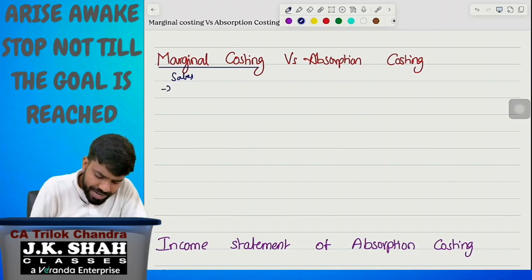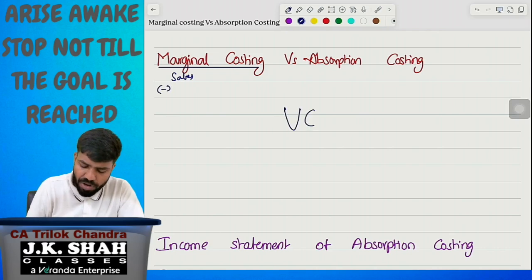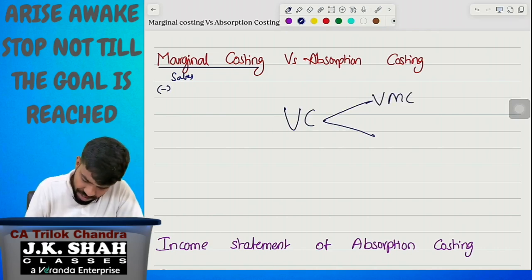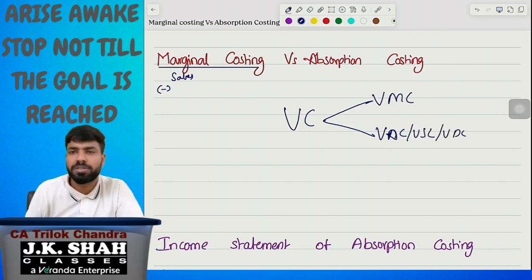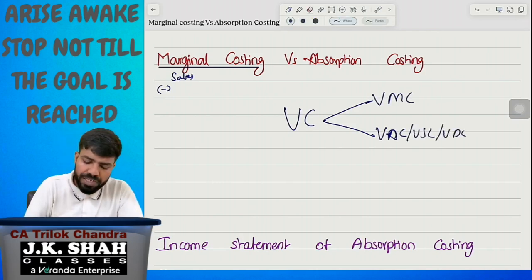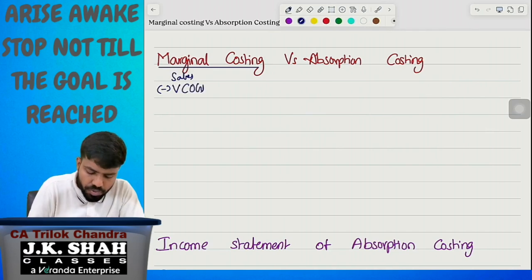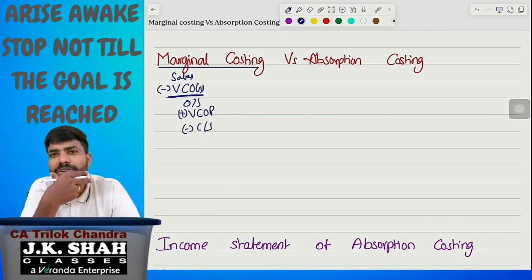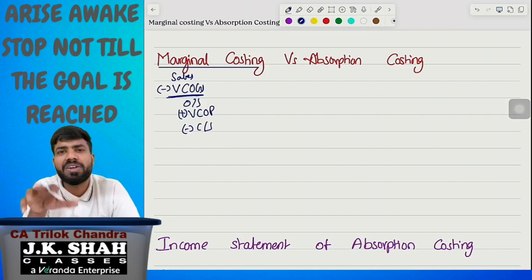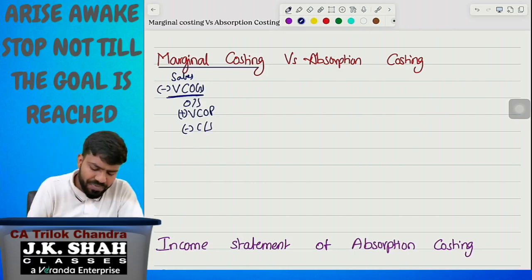Understood? Now, instead of taking total variable cost, we can classify it into variable manufacturing cost and variable non-manufacturing cost, that is variable administration cost, variable selling cost, variable distribution cost. First we'll take only sales minus variable manufacturing cost, which is called variable cost of goods sold. How to calculate cost of goods sold? Opening stock plus variable cost of production minus closing stock will get the cost of goods sold. Sales minus variable cost of goods sold, we give the name gross contribution.